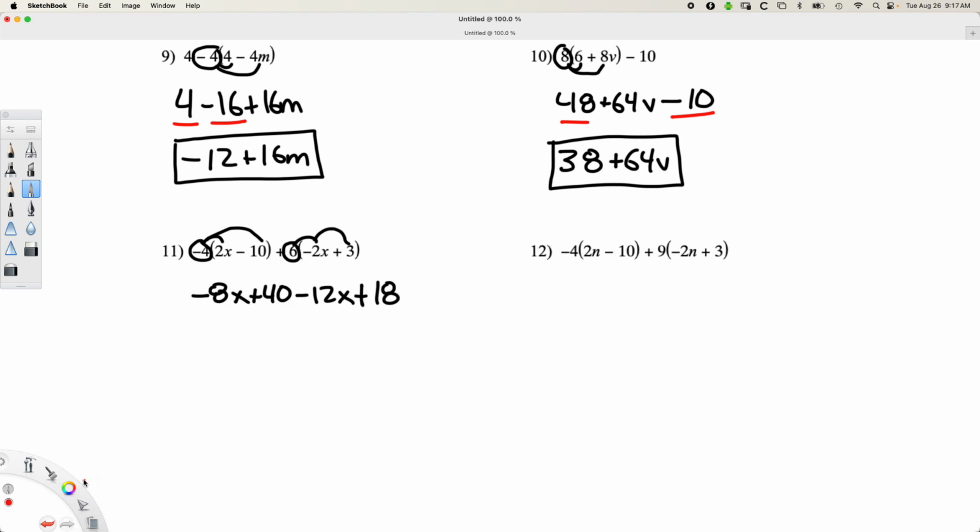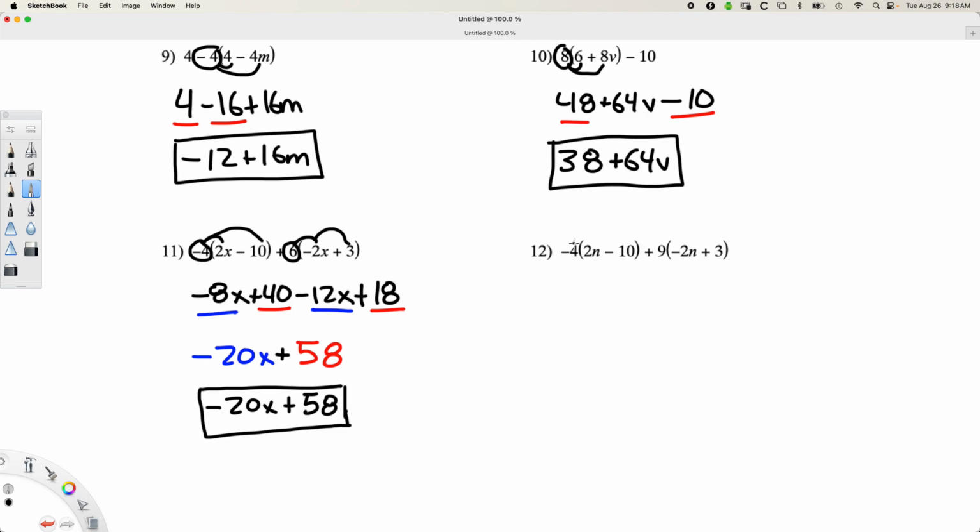Now I can combine my terms. I've got some numbers here and some numbers here, and I've got some x's here and some x's here. So I'll do my x's first. Negative 8x minus another 12x, that would be negative 20x. And then I've got my 40 plus 18, put that together, that would be 58. So my final answer is just going to be negative 20x plus 58 by combining all those like terms.